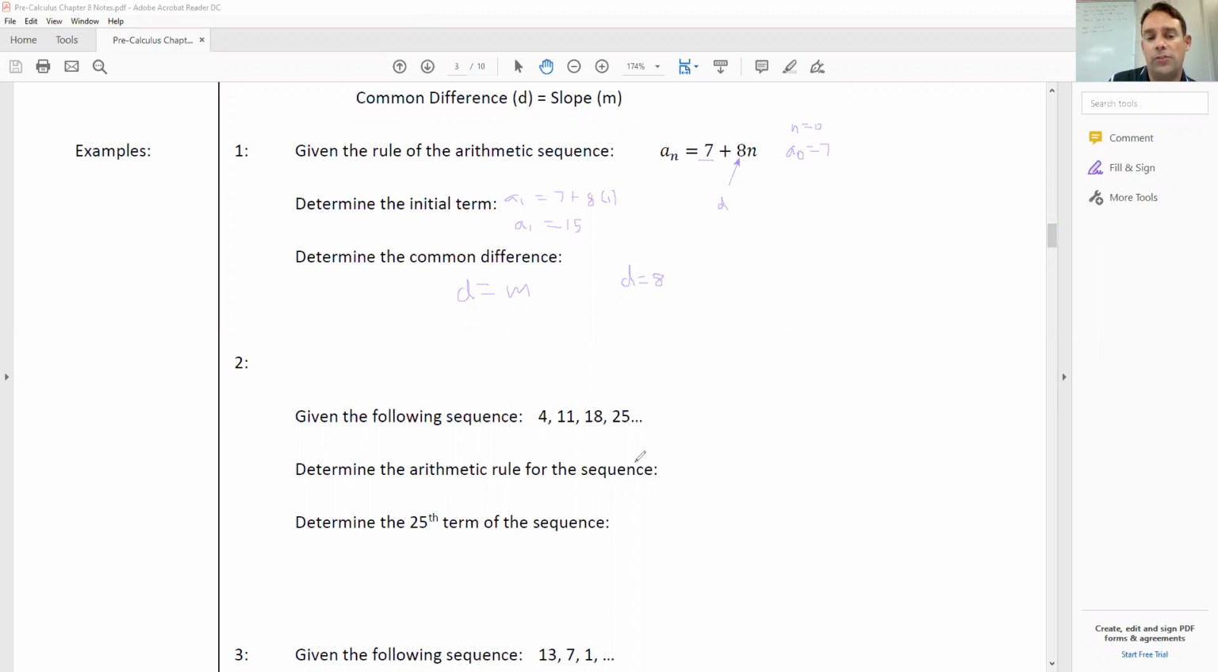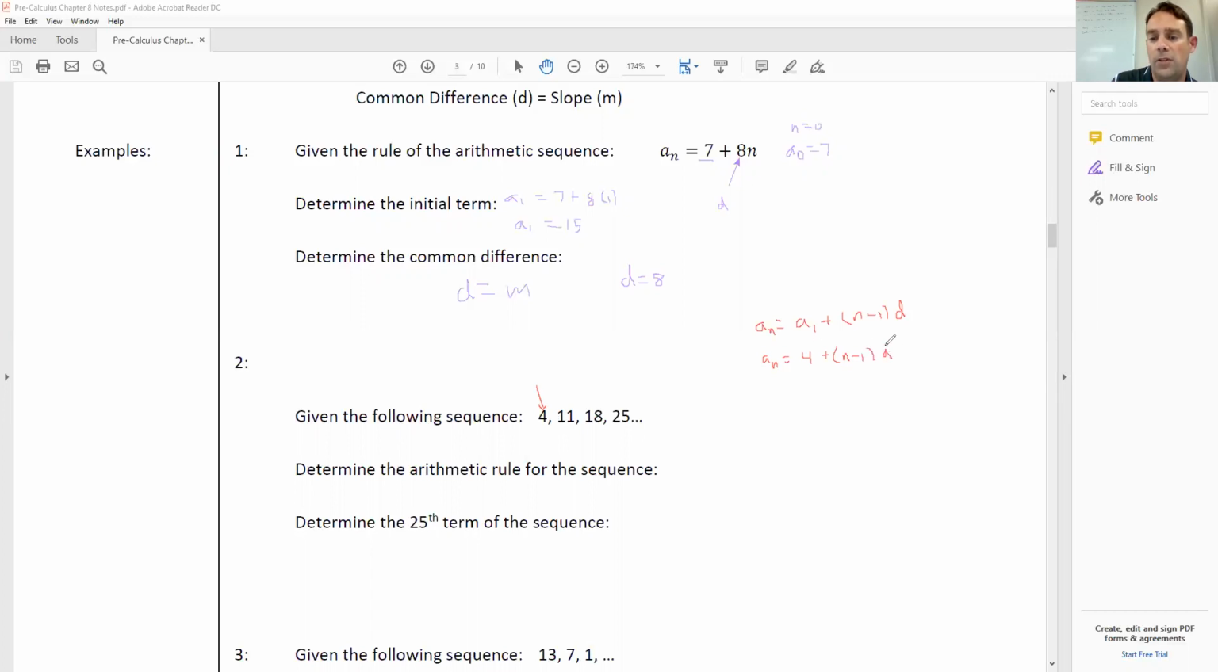All right, so given the sequence, determine the arithmetic rule. So remember, whenever we're writing a sequence rule, it's always a sub n equals the initial term plus n minus 1 times the common difference. So we know what a sub 1 is. That's that value right there. That's the 4. What we're looking for here then is the common difference.